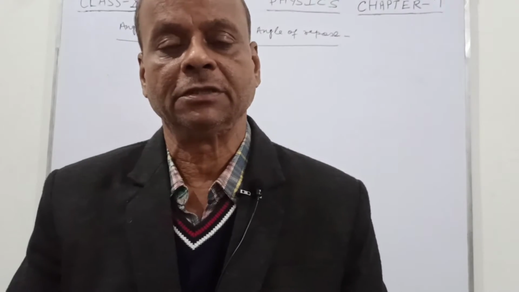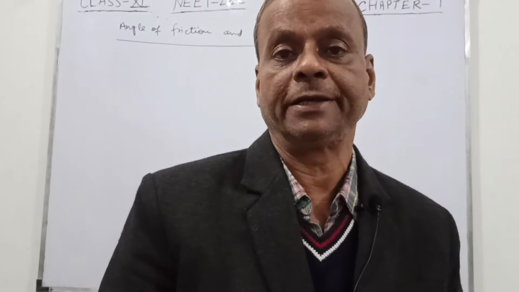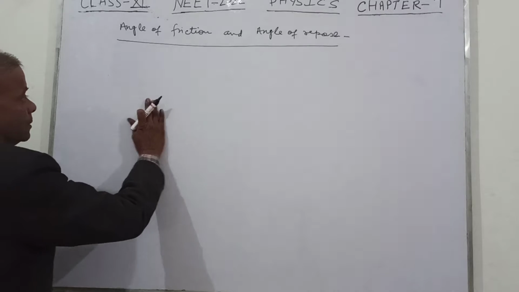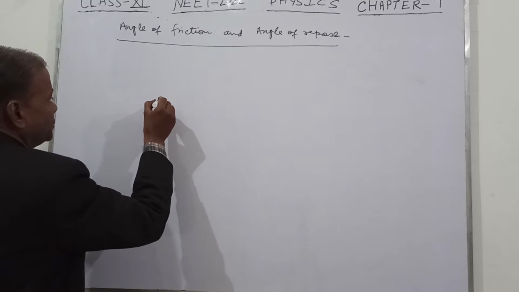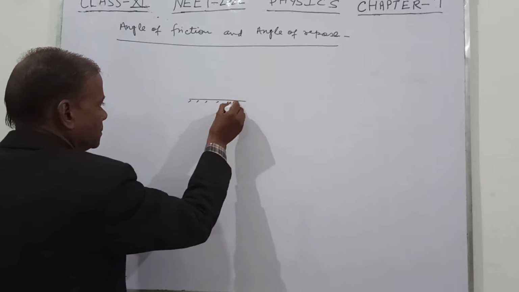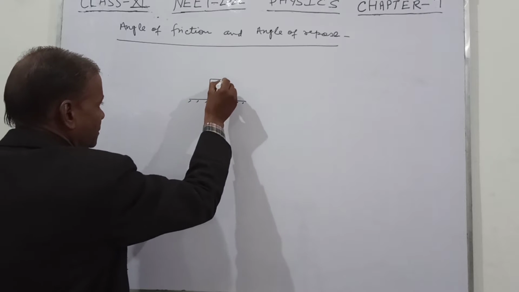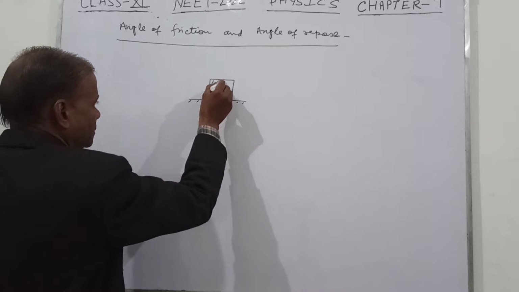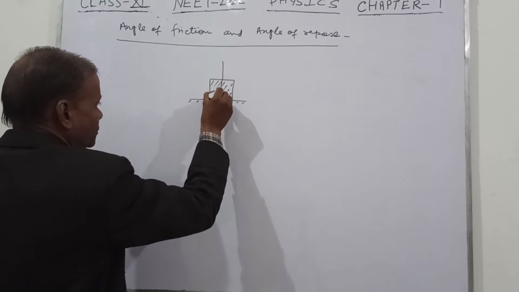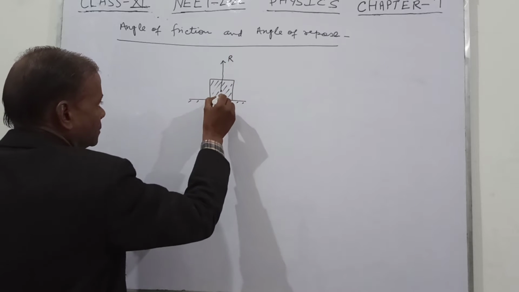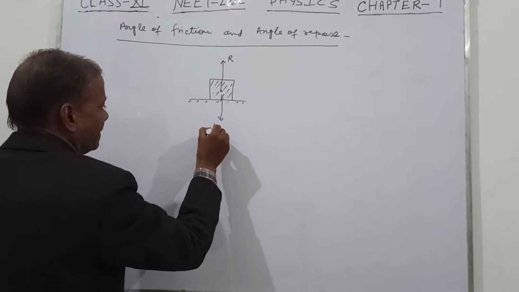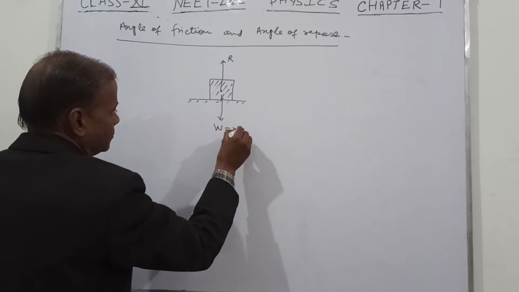Class 11th, I am telling you about the angle of friction and angle of repose. Let this now be a surface, and here a body. Now this is the reactional force R. This is now the weight W equal to mg.